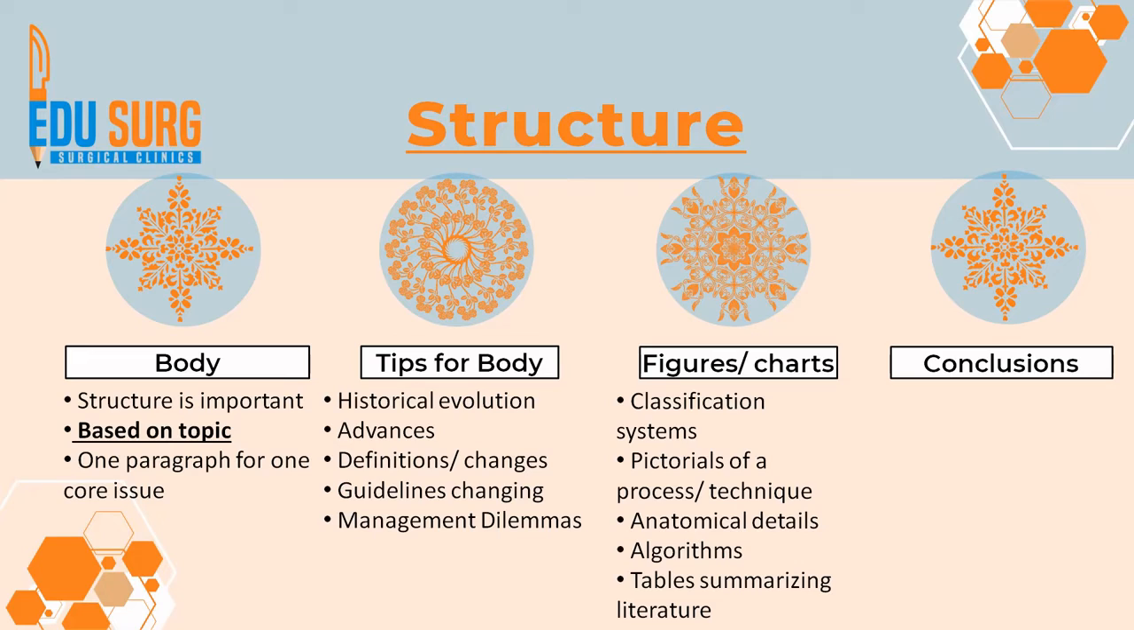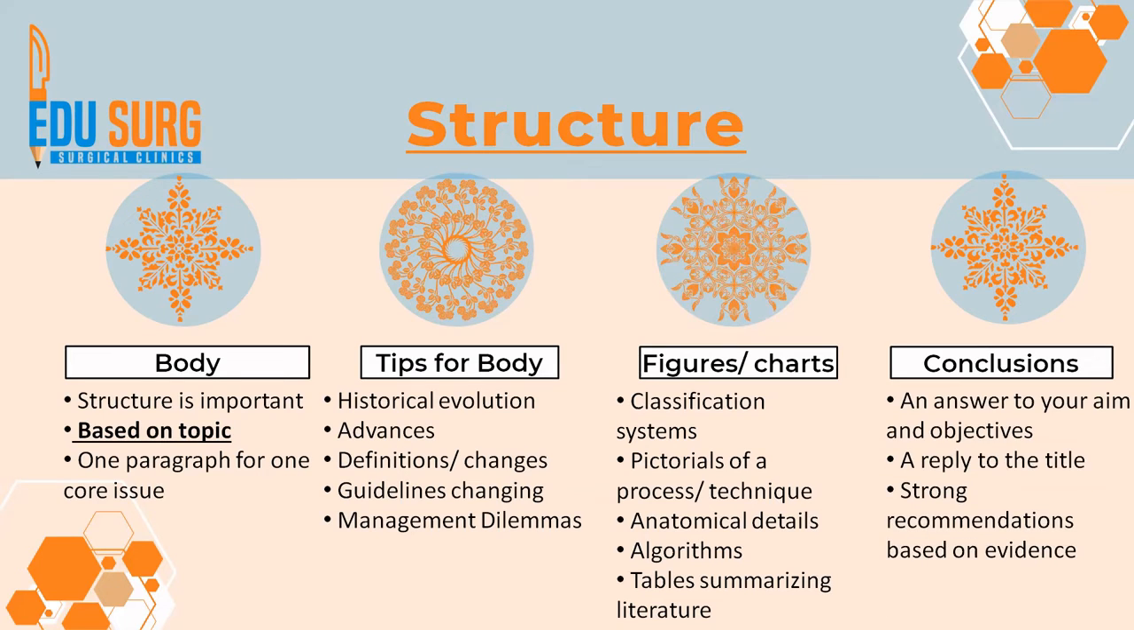These are long articles, say 2,500 to 5,000 words based on different journal guidelines. But it is important that the reader does not get bored and can take home one or two key messages from your article. And these messages can be very easily conveyed by using figures and charts. So anatomical details or algorithms of management, algorithms of treatment, tables summarizing the literature, pictorials of a technique, and classification systems are some of the examples that you can use. You have to be creative when you are trying to write a review article.